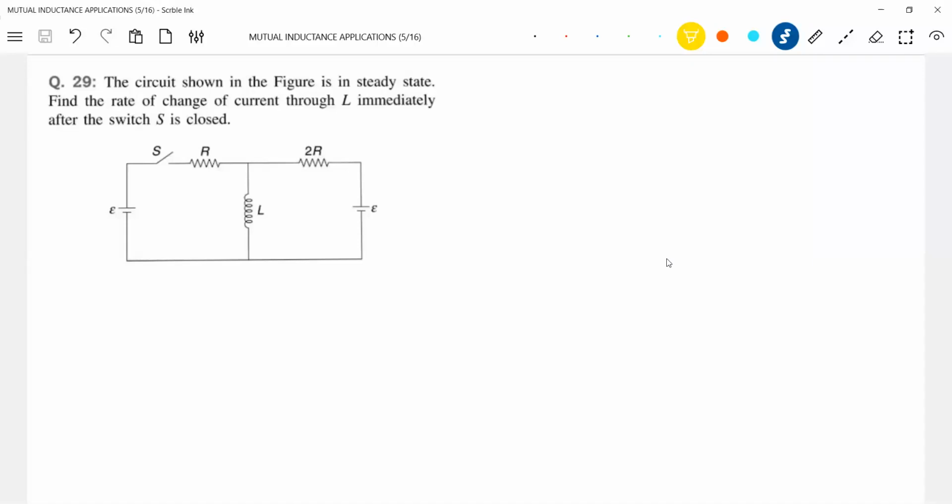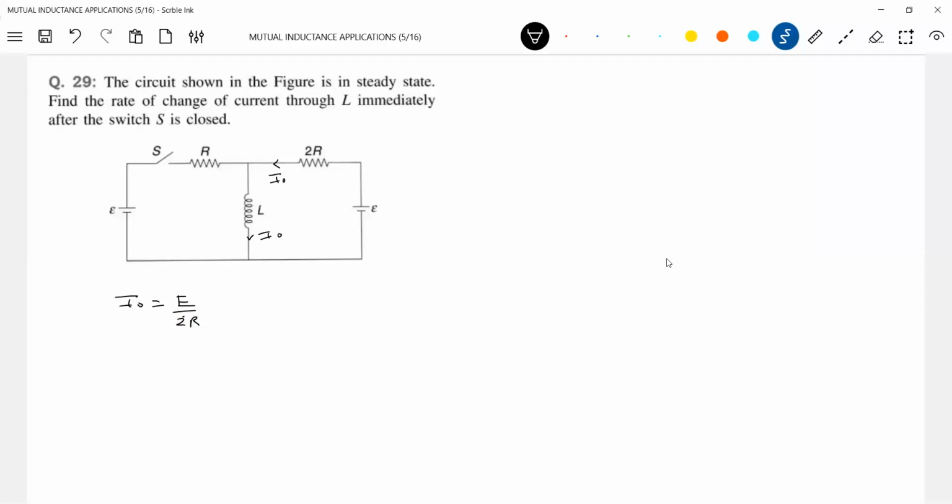So first it's a steady state. Will there be any current flowing through the inductor? Yes, it will be. So how much current? I naught. I naught equal to how much? E by 2R. Keep it here now.